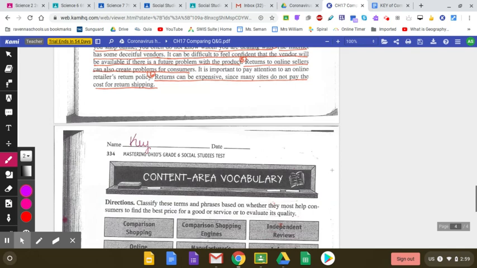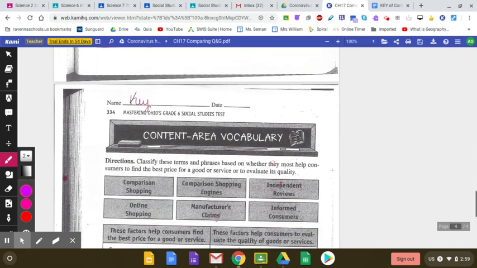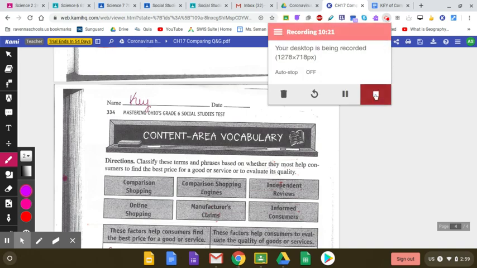And that is chapter 17. And you will be getting something similar to what you see here: content area, vocabulary, directions, classify these terms and phrases based on whether they most help consumers to find the best price for a good or service, or to evaluate its quality. And we'll be doing that later on. That is the end of this video for Chapter 17.